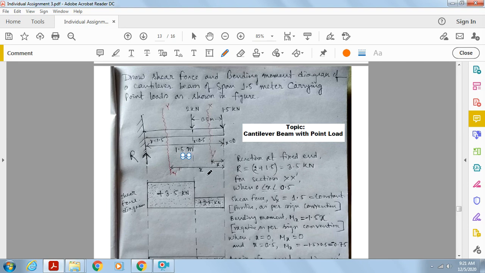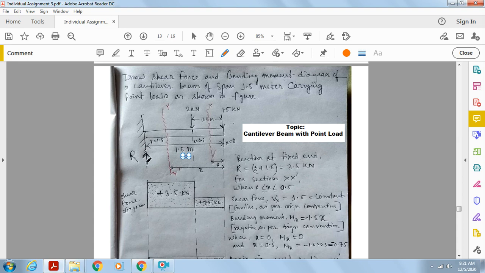Now first of all, while plotting the diagram, put down a projected dotted line vertically downward from every line of action of force. So from R we will plot a dotted line vertically downward. Similarly from the 2 kilonewton line of action we will project a vertically downward dotted line. Similarly from 1.5 kilonewton a vertical dotted line we will plot.